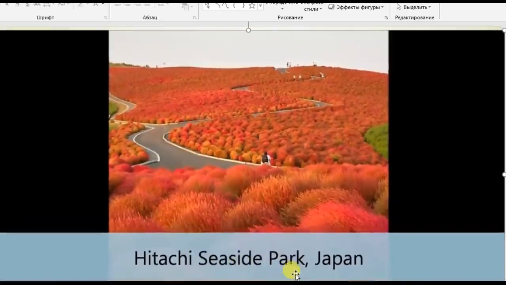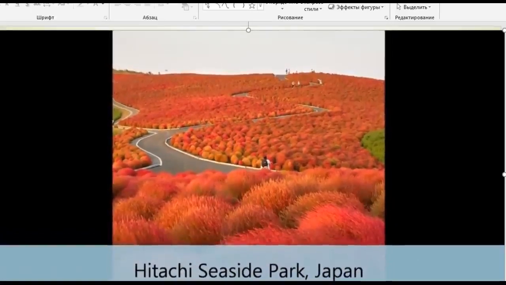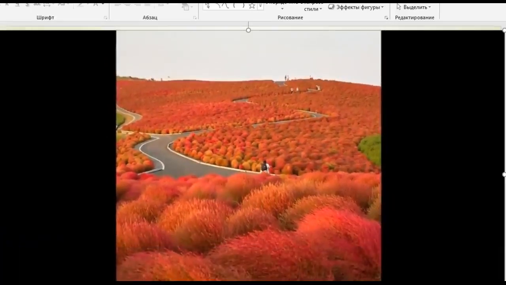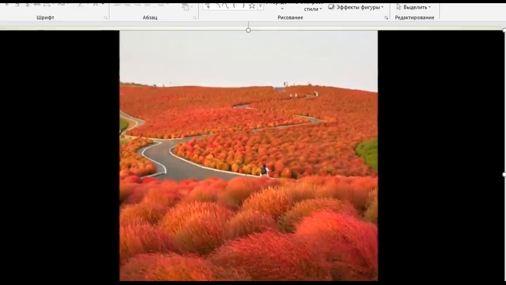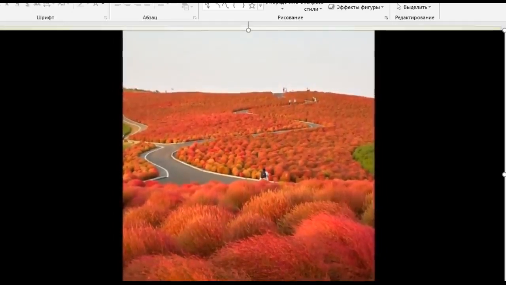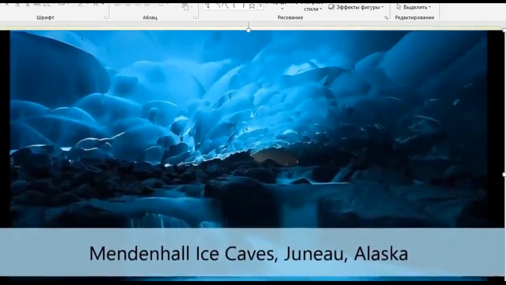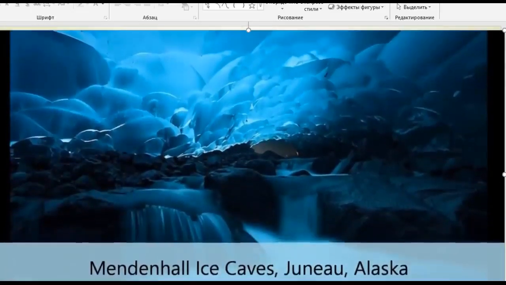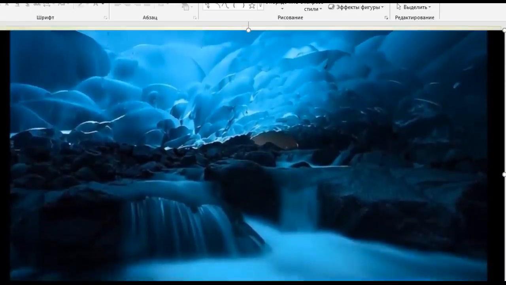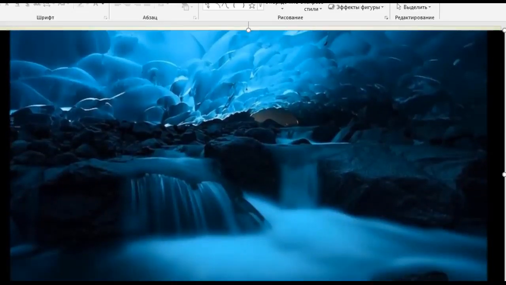Hitachi Seaside Park in Japan. It's covering an area of 190 hectares. The park features blooming flowers around the year. Next, baby blue ice. It's ice caves in Alaska. When ice is melting, the same scene appears every year. You should travel there before the melting of ice.